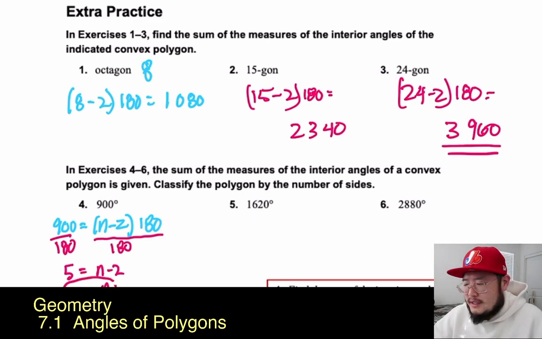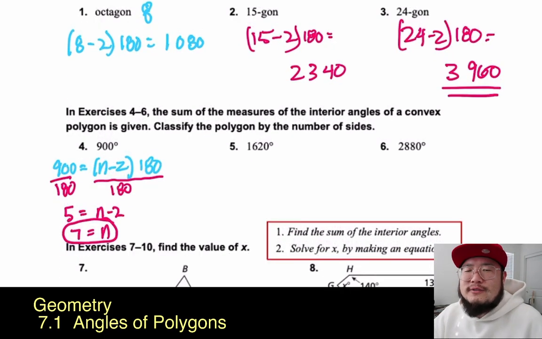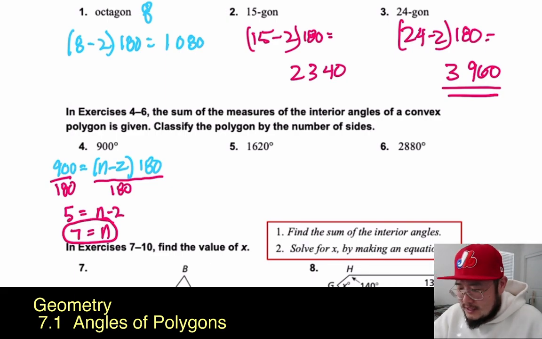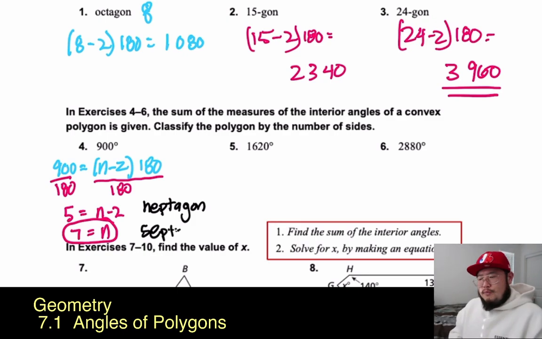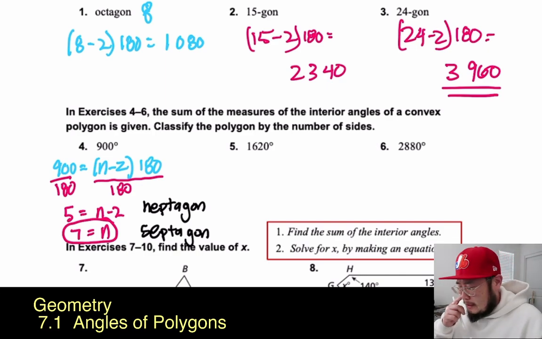Is that the actual answer? No. Because remember, you have to classify it by its sides. So let's give it the name of a 7-sided figure, and we have 2 names that are acceptable right here. We have heptagon and also septagon. So make sure you know both of those terms. Okay, pretty straightforward. Let's skip number 5 and take a look at number 6 right here.